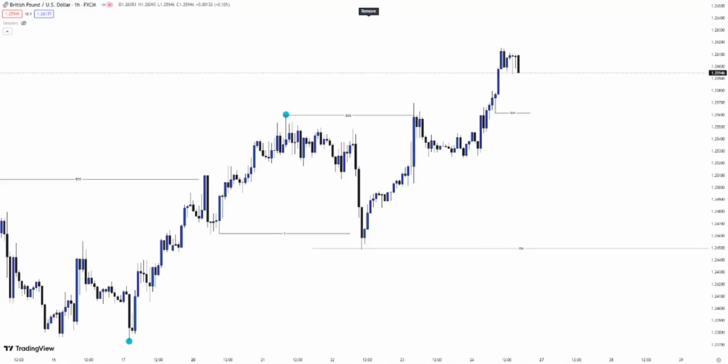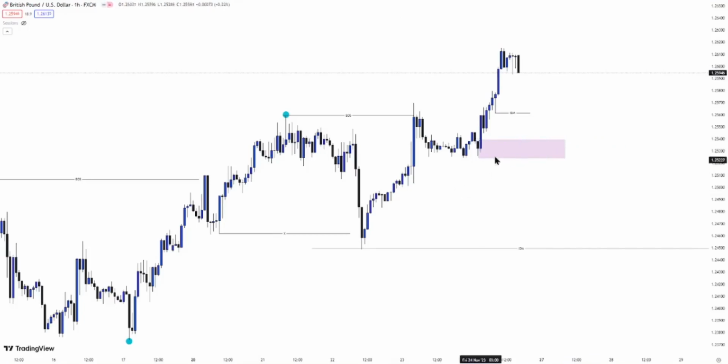But if it doesn't, and it closes below that inducement, that 1 hour inducement, then this will become our DOB, our 1 hour DOB. I want you to understand that this will be our 1 hour DOB where we will look to take trades from. All right, so now that is the 1 hour DOB.